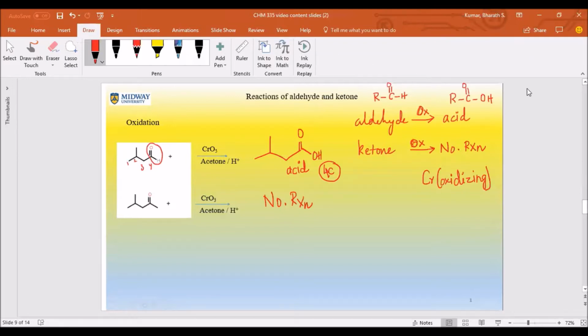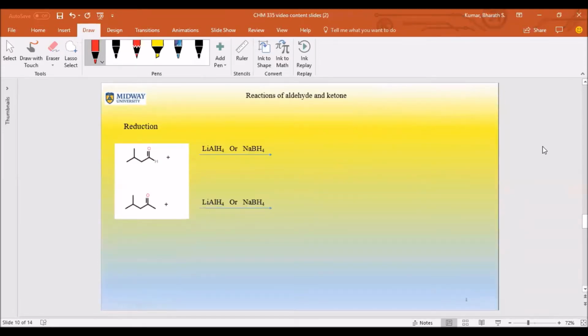Now, since we talked about oxidation, there are 2 different types of reduction. However, I do want to talk about one of them in this video to contrast oxidation and reduction, and I'll talk about the other reduction in a separate video. These are the 2 common ones. Anytime you see lithium aluminum hydride or sodium borohydride, these are excellent reducing agents. It means they supply hydrogens to an existing reactant.